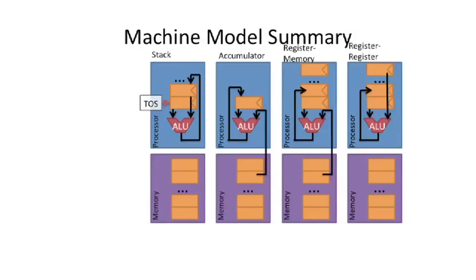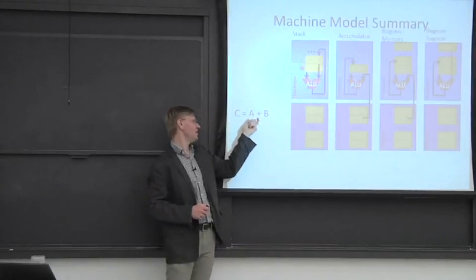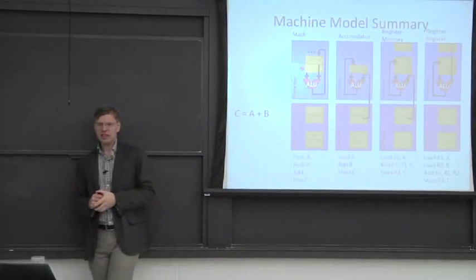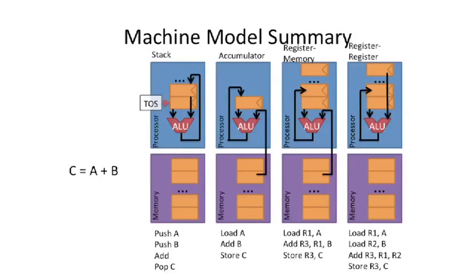OK, so to summarize different machine models, we have our stack, accumulator, register and memory, and register, sometimes called load store architecture. If we want to take some expression here like C equals A plus B, we can look at the instructions that would have to be generated on an abstract architecture. So here we're going to have push A, push B, add, pop C. As we add more naming, we actually can potentially have fewer instructions.